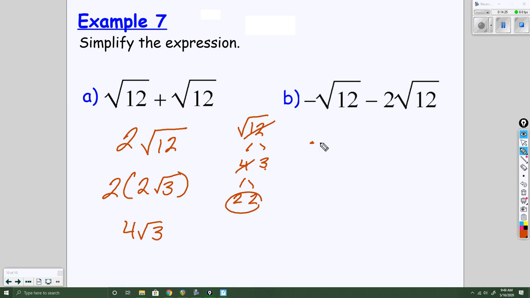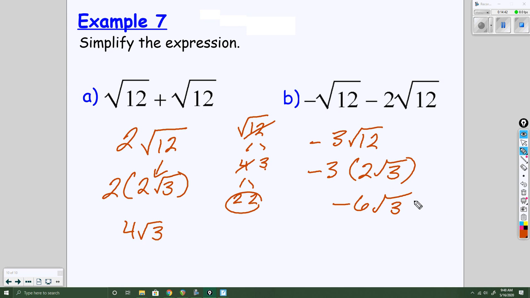Same here in part B. We're going to have negative 1 root 12 minus 2 root 12, so that's negative 3 root 12. We just got done simplifying root 12, so we can replace root 12 with 2 root 3. So this would leave us with negative 6 root 3.